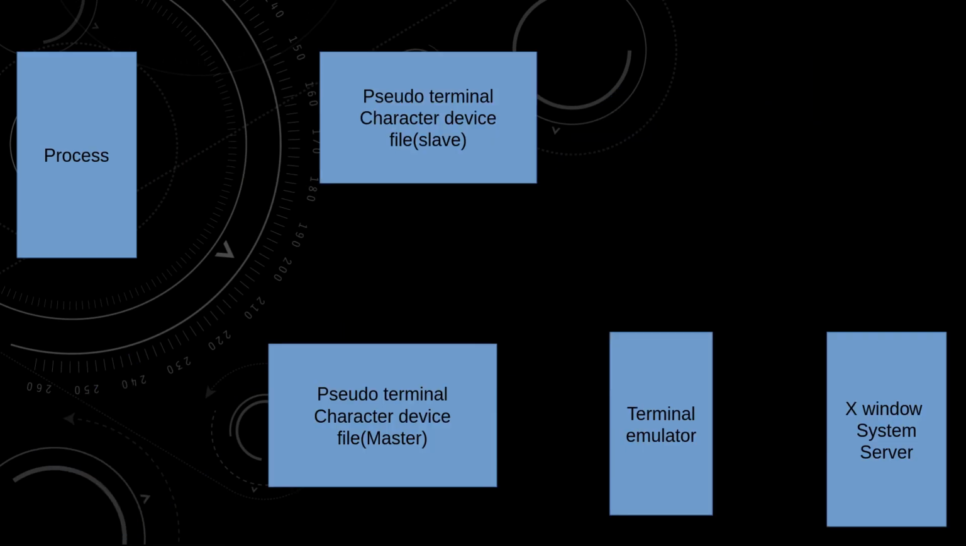Now, how are the files stored and worked with in the graphical user interface? From the X Windows server, the command is given to the terminal and its code is stored in the pseudo terminal character device file, master and slave. And from there, it is sent to the process and the process is repeated back to give us the output.